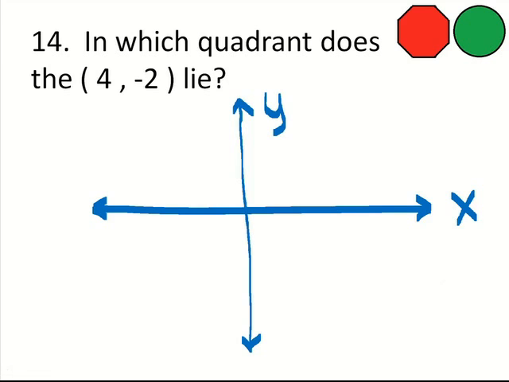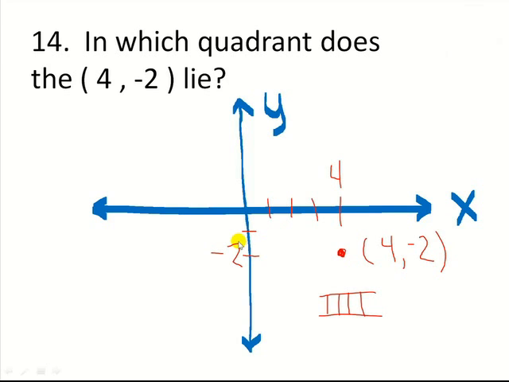14. In which quadrant does (4, negative 2) lie? All right. X is 4, Y is negative 2. We are in quadrant 4 because writing a capital letter C would come around like this.